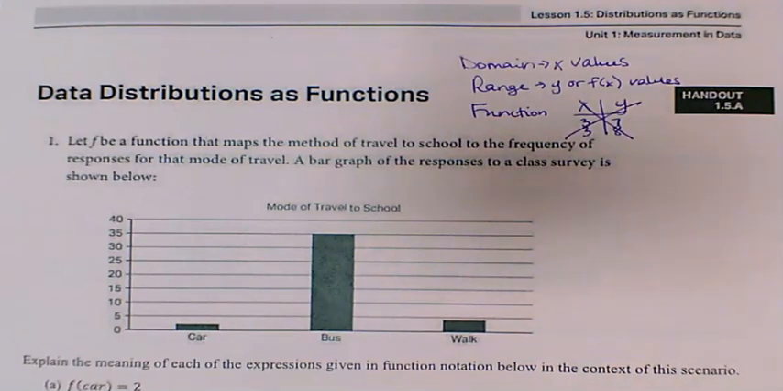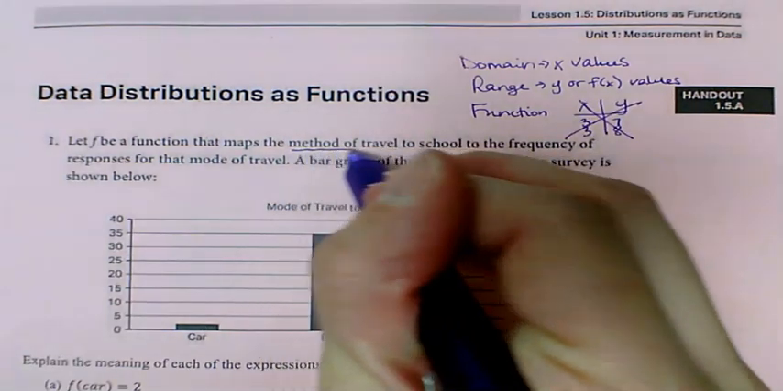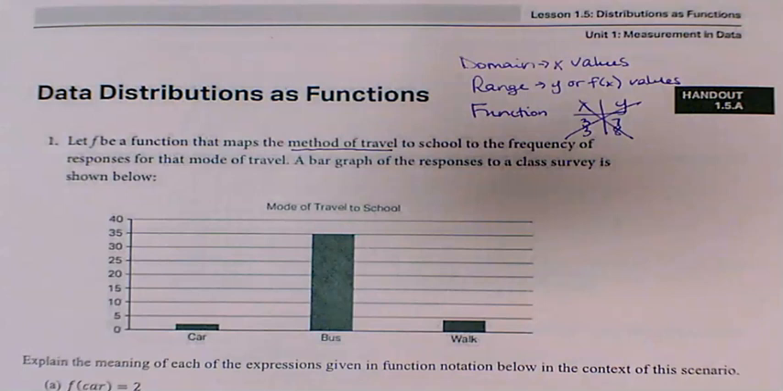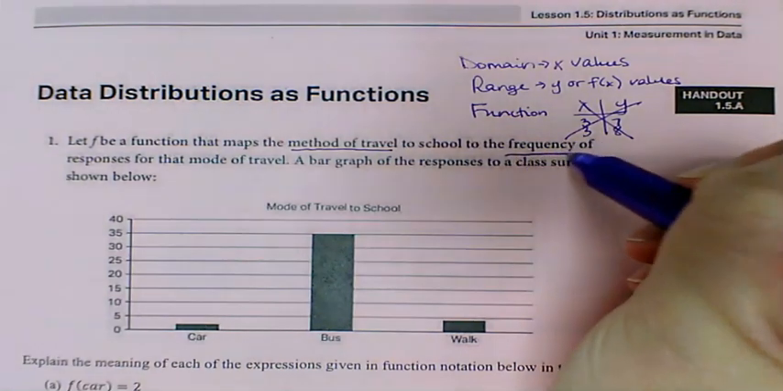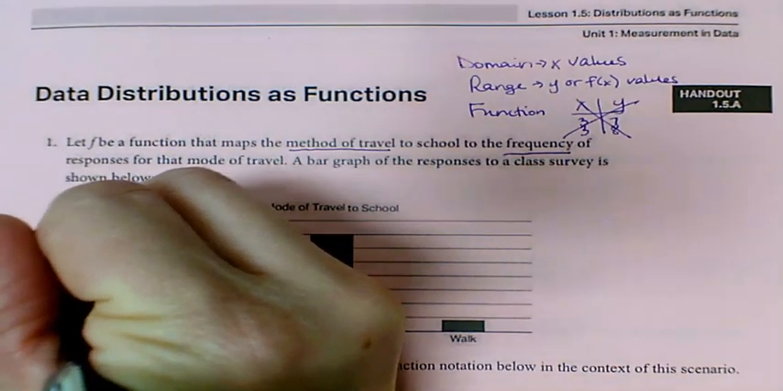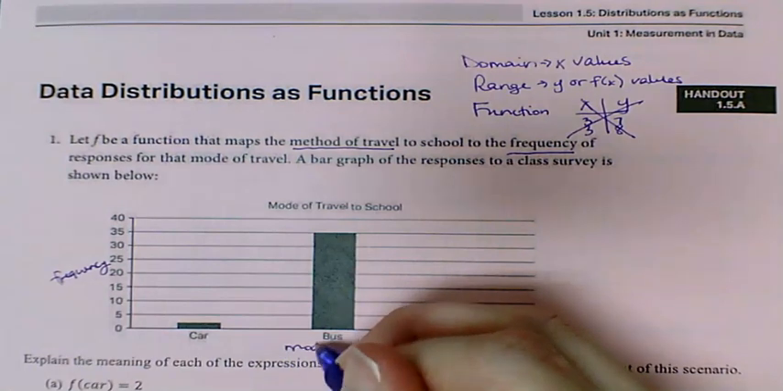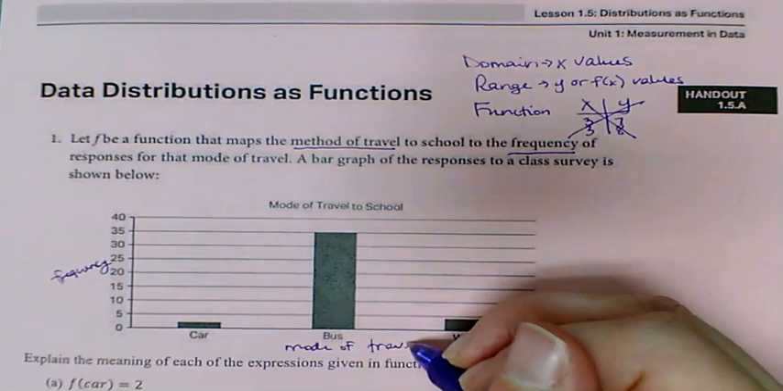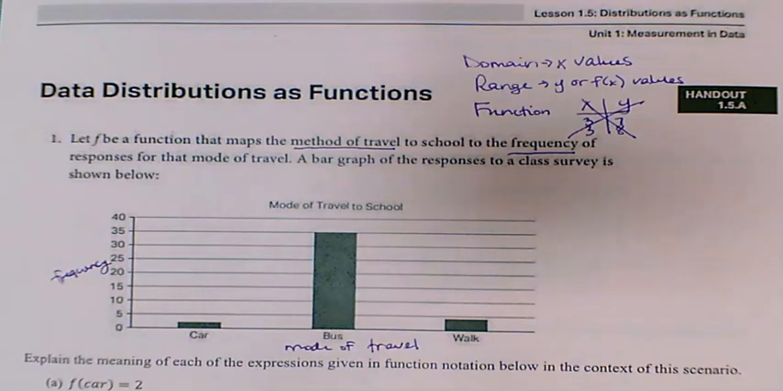So let's begin and let's discuss the bar graph that you have on number 1. It says let f be a function that maps the method of travel to the school to the frequency of responses of that mode of travel. So we're mapping to the frequency. The frequency is over time. This is the mode of travel. So we are literally writing these labels along the x-axis and along the y-axis to help us understand what the x's are and what the y's are. A bar graph of the responses to a class survey is shown below.